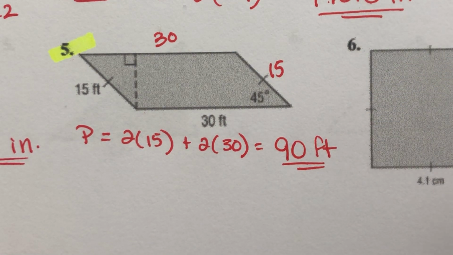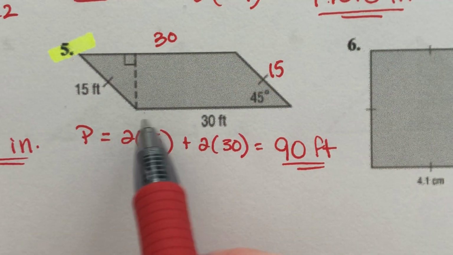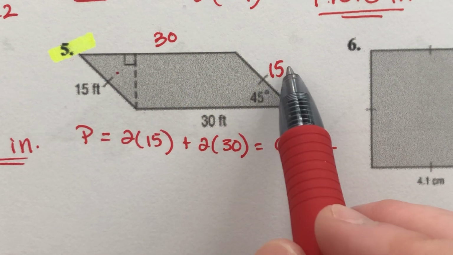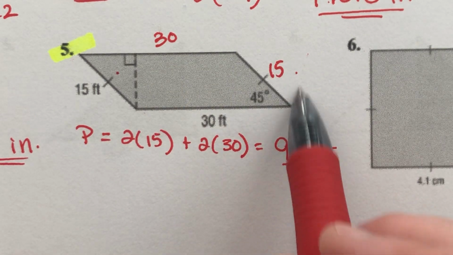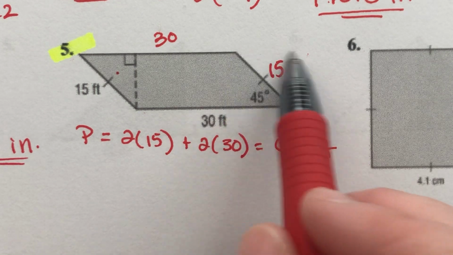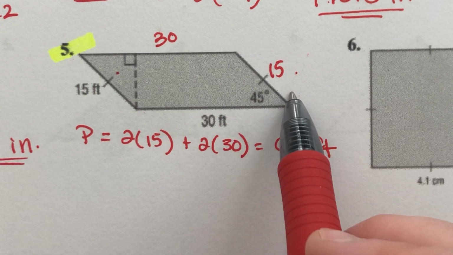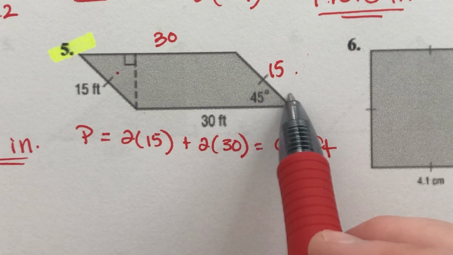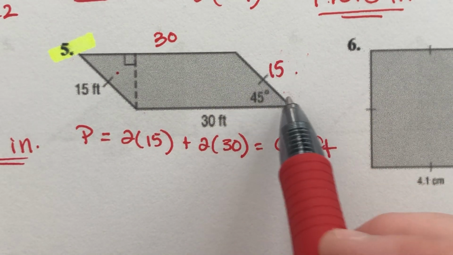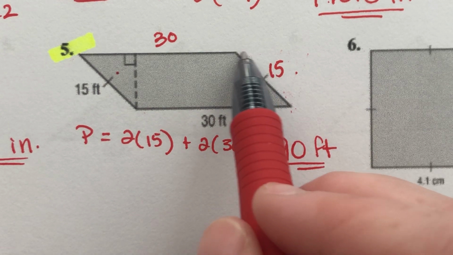And then for our area, we have to know what the height is to multiply it by the base. We know the base, we don't know the height. We know if we move this guy over here, it's going to be a 45, 45, 90 triangle because this is a 90-degree corner. And if this is already 45, then this has to be 45. Same thing up here. If this is 90 and this is 45, this angle would have to be 45.